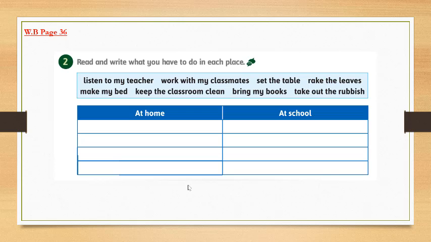Open your workbook page 36. Read and write what you have to do in each place. Look at the blue box. At home, at school, we have rules at home and rules at school. What do we have to do at home? We are going to choose from the blue box what we have to do at home.